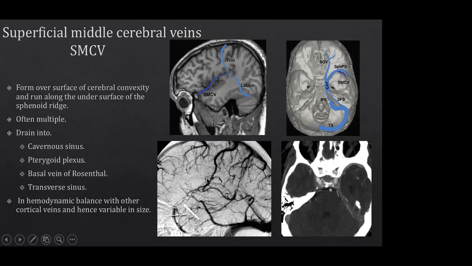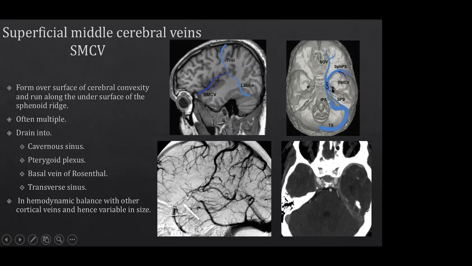And this is what we are seeing here. This is the Trolard vein. We can barely see the vein of Labbé, which is this structure here, and these are the great superficial middle cerebral veins as they converge, and you can see the ridge of the sphenoid highlighted by this sphenoparietal sinus or the superficial middle cerebral veins. The venous drainage finally usually is into the cavernous sinus, but then they can drain variably.